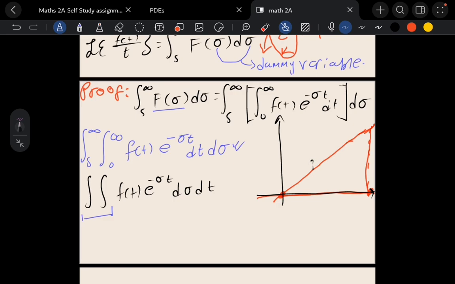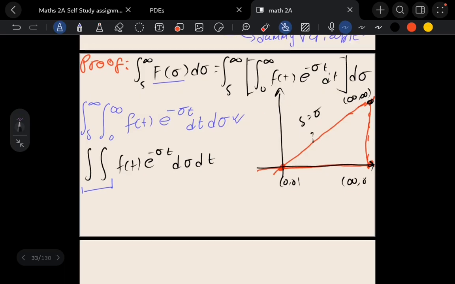So let's say this one is represented by s is equal to sigma. This one here is 0 to 0. That one there is infinite to 0. That one there is infinite to infinite. So a diagram given in this manner can explain how to interchange. I know that we are not introduced to double integrals as yet, but the idea comes here.